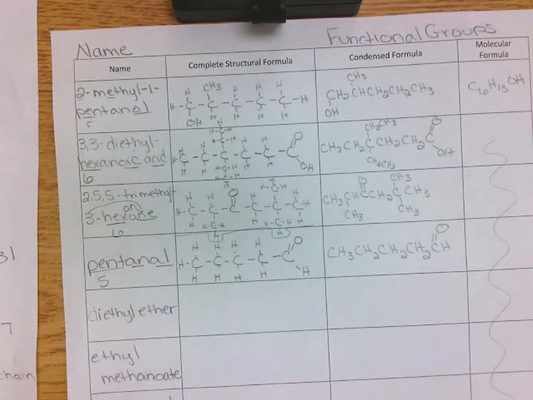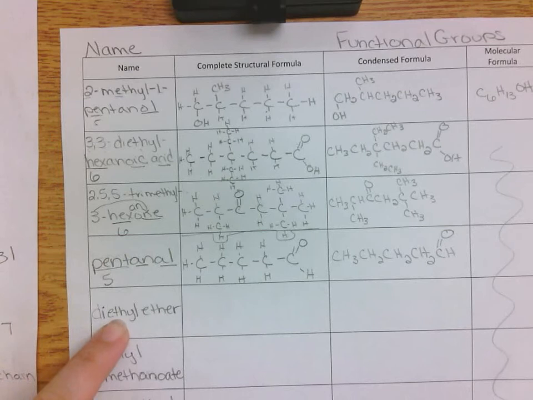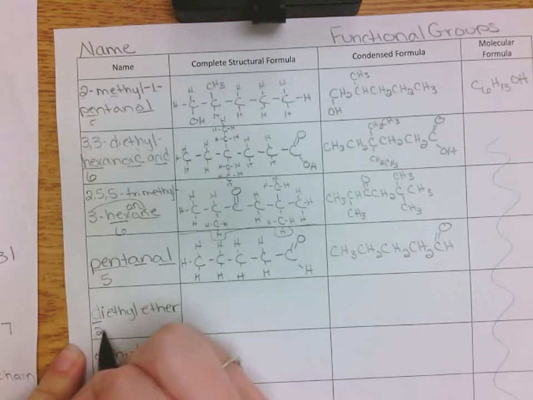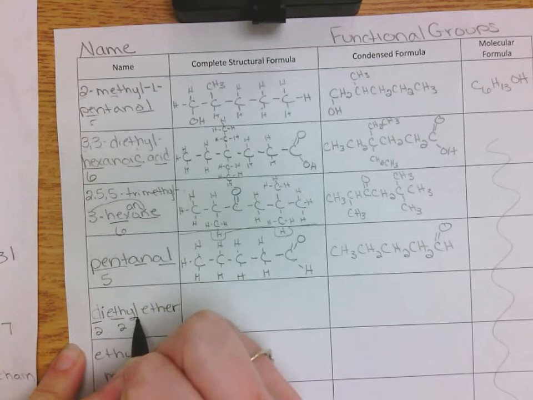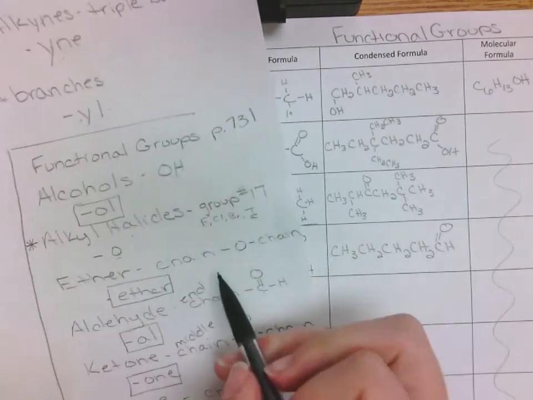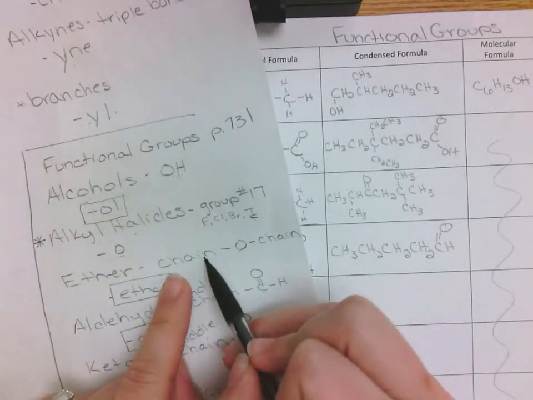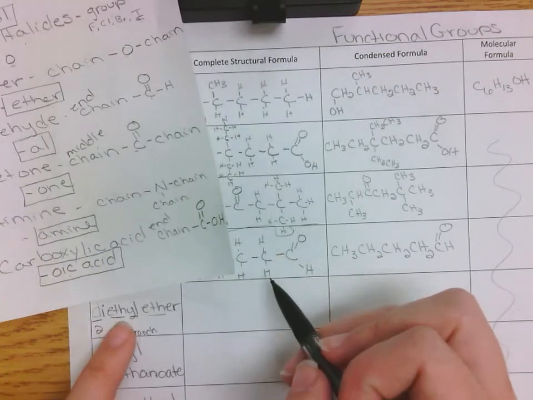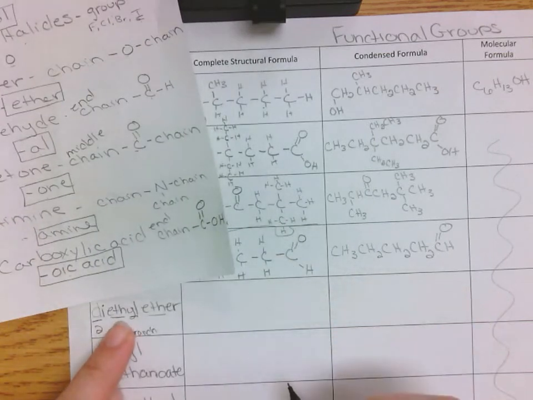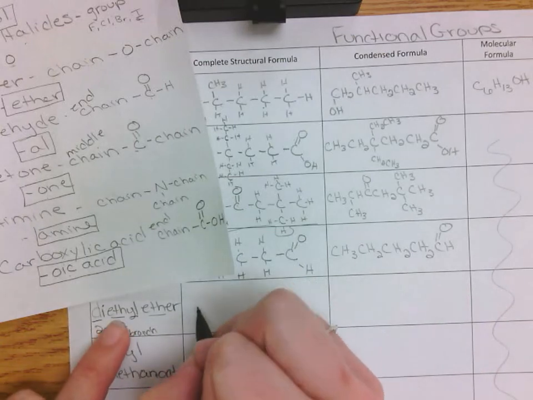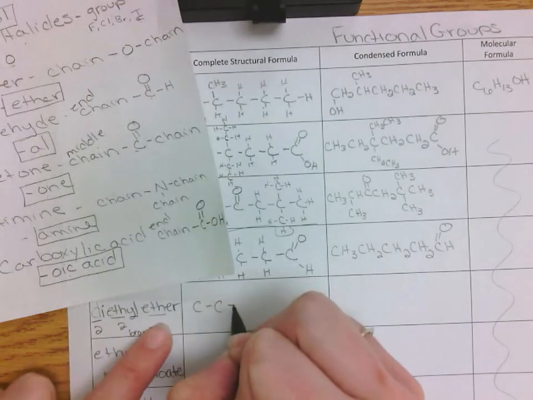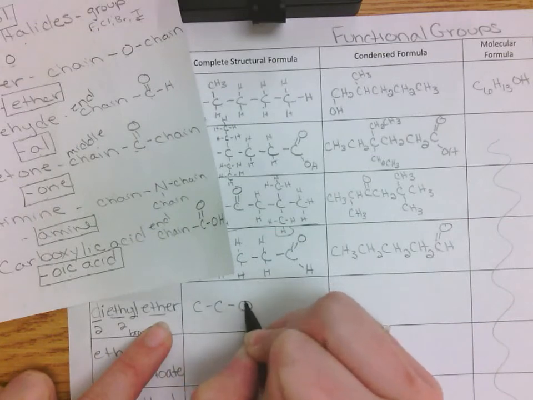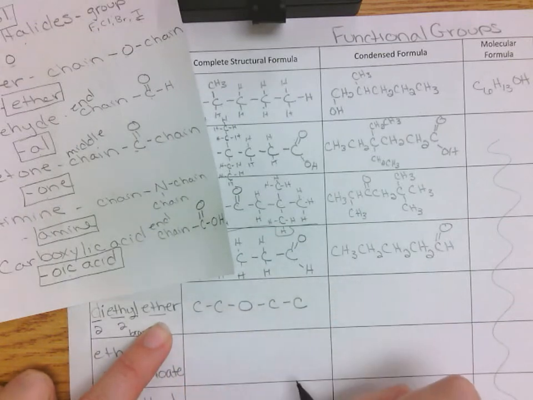Alright. Ether, diethyl ether. Diethyl, that tells me 2. Ethyl tells me 2, and that means it's a branch. And then the word ether. So an ether has a chain of carbon, an oxygen in the middle, and a second chain. So what do you think my chains are going to be? They're going to be ethyls. So an ethyl has 2 carbon in it. We have to have an oxygen in the middle and another ethyl.